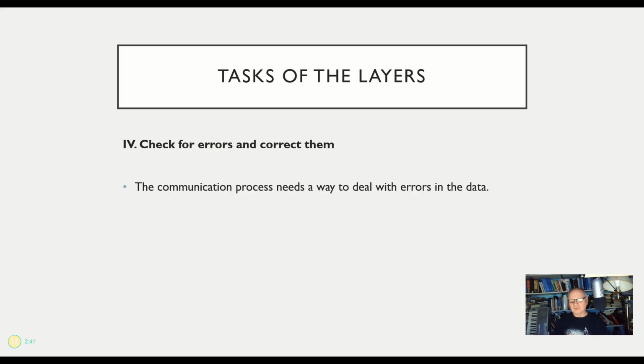Fourthly, it has to have some way of checking for errors and correcting for them. In some cases, it will just drop it, and then there will be some other mechanism for resending. But in other cases, there's actually a correction capability that goes on. But if we can't detect these errors, then we have a problem with our communication. So we need at least the ability to detect these errors.